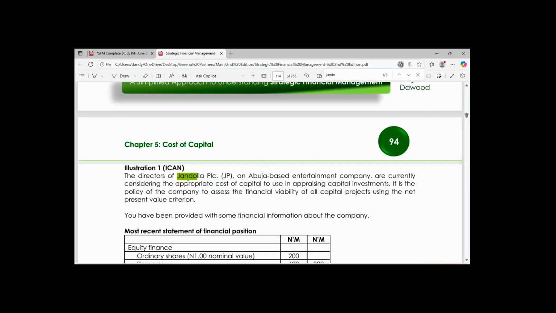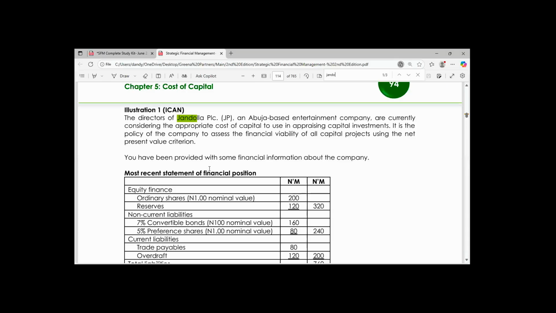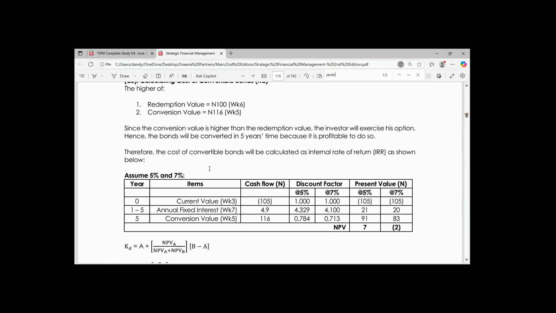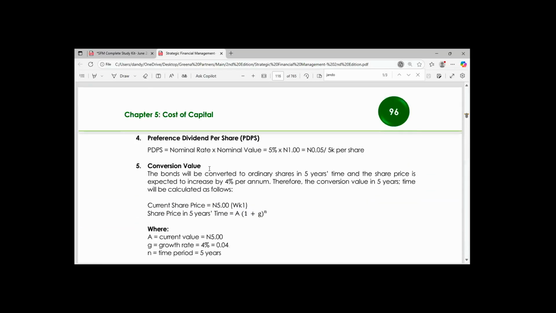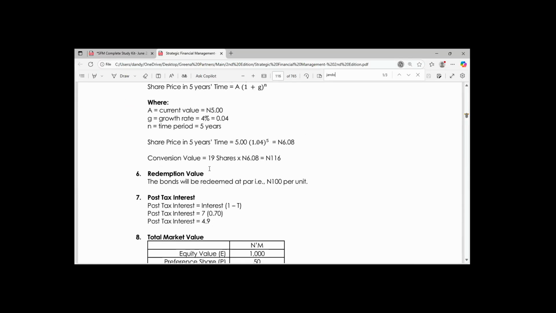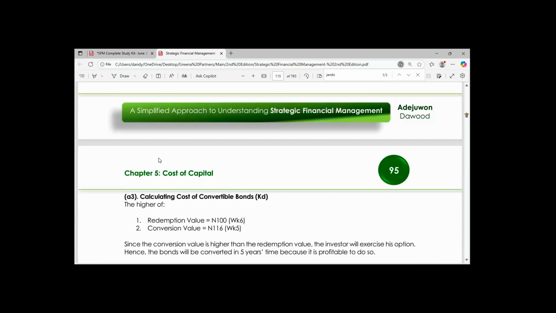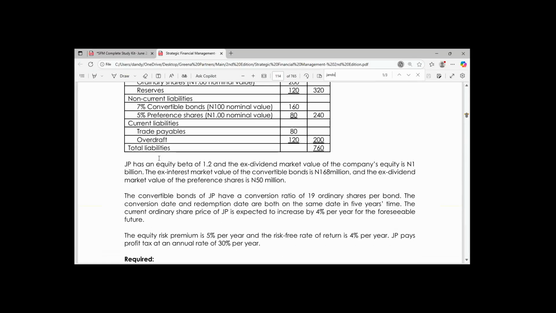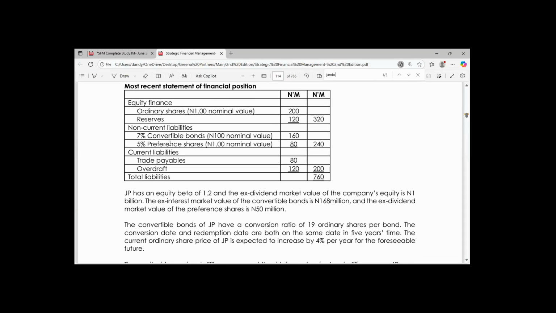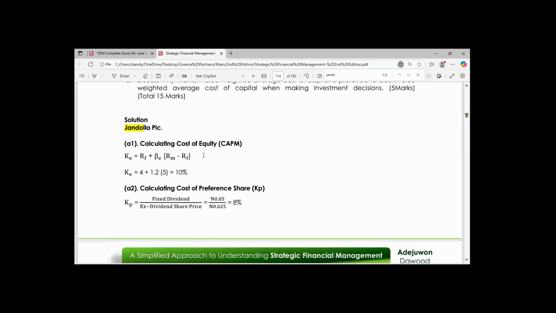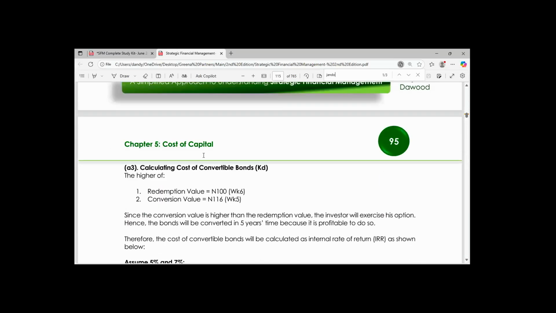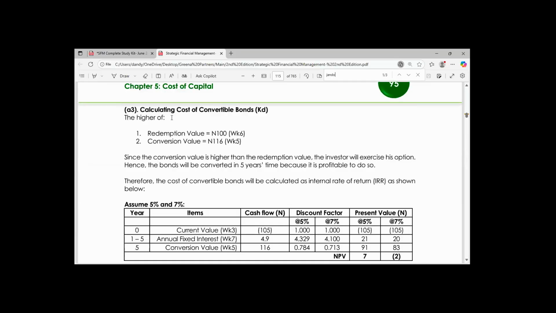Okay. Yes. This is the question you are talking about, right? That's correct, sir. So you have an issue identifying how they calculate the cost of debt and convertible security. Okay, let me just show you. Now, according to the question, the 7% convertible bond is 160 million. So you want to know how we arrive at that figure, right? To do this, as I explained to you, when you are calculating the cost of convertible securities, the higher of the redemption value and the conversion value should be considered, isn't it?